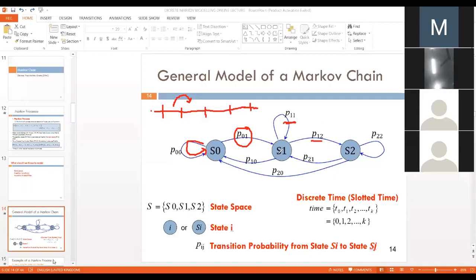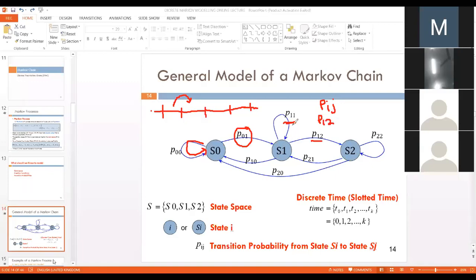Then if we are moving from S1 to S0, what will be the probability? It will be what? P10. Okay. And if you look at it carefully, the transition probabilities are always written as Pij. Meaning this I is where you are starting from and J is where you're going to end in the first transition. So if you are starting from S1, it will be P1, and then if you are ending in 2, it will be what? P12. Okay, good.